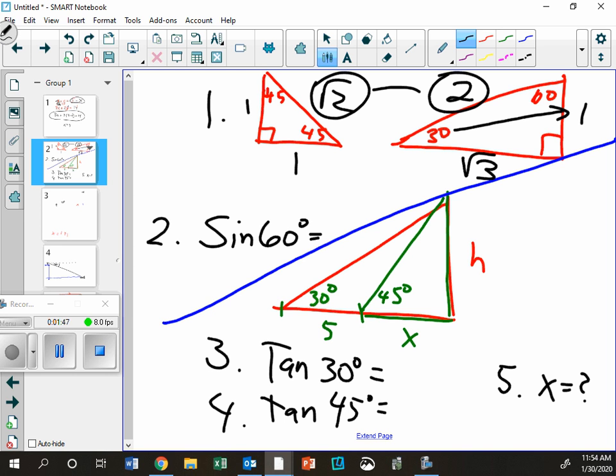All right, good. Okay, then that problem 2, sine of 60, that ought to have been easy for you. Sine of 60 is opposite over hypotenuse. You should have said root 3 over 2. I want to make sure you're on that. How many of you were able to do that? Okay, good. Now, let's move this board up so everybody can see this better.